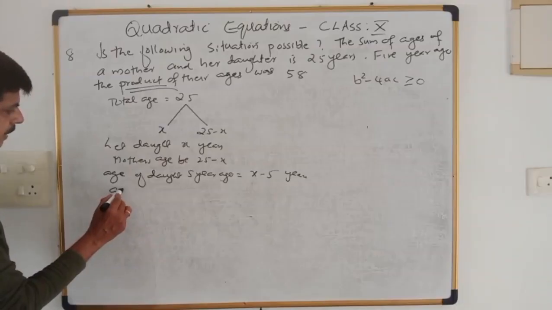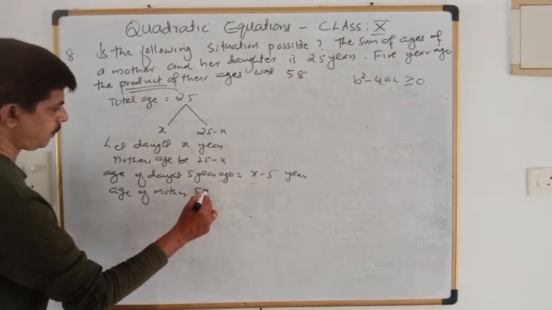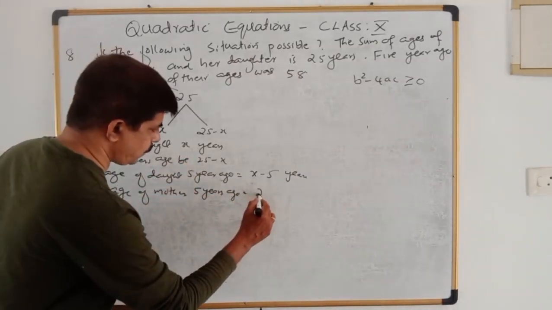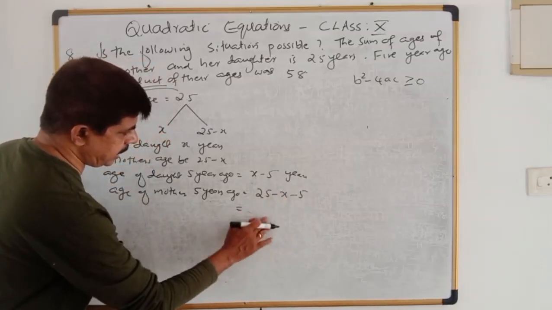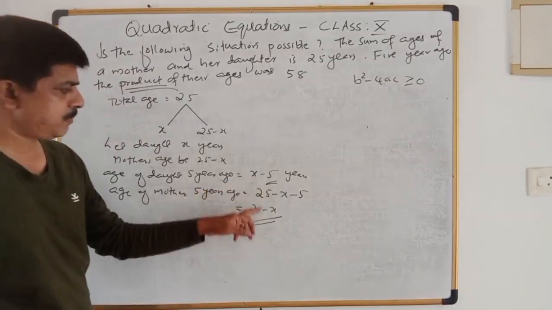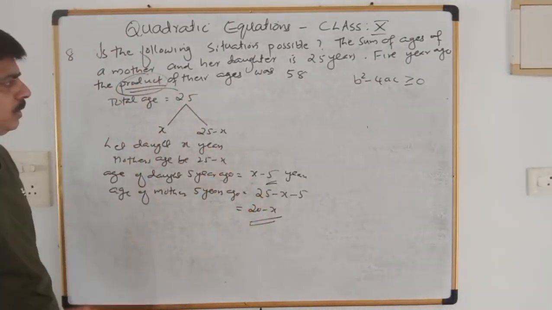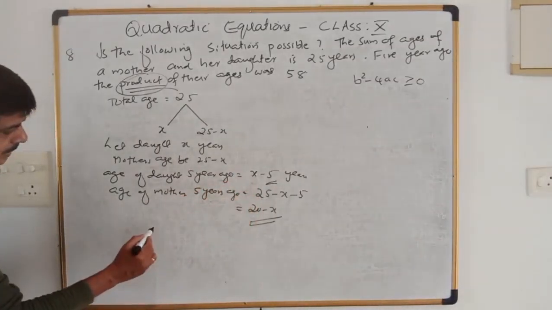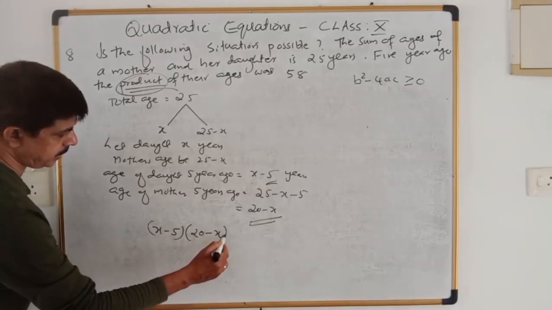Age of mother 5 years ago: 25 minus x minus 5. So we simplify and write 25 minus 5, 20 minus x. These are the ages before 5 years. According to the question, we want to multiply them. We are given the product of the ages as 58, so both ages will be multiplied: x minus 5 and 20 minus x.